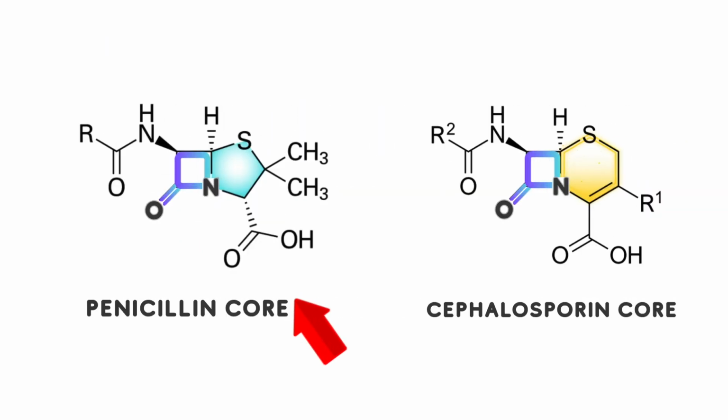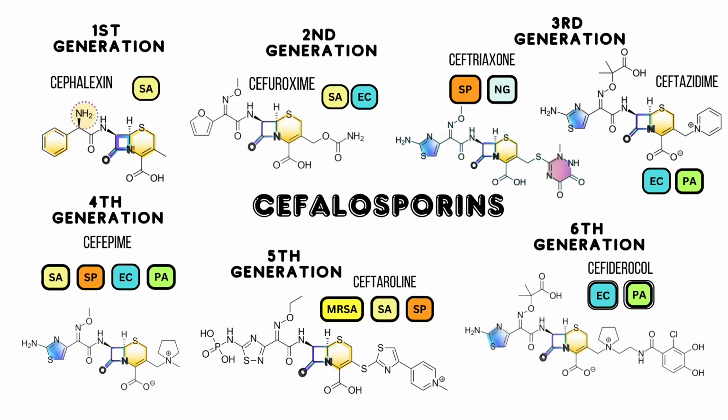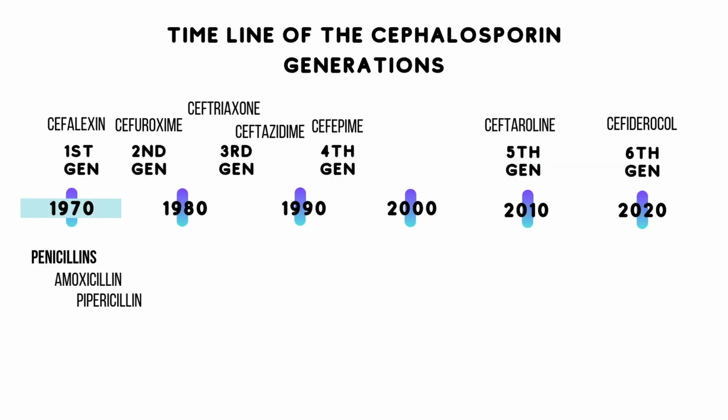This is the penicillin nucleus, and this is the cephalosporin nucleus, and this is the beta-lactam ring. The key difference between the two is that the cephalosporin nucleus has a 6-member ring attached, and this enables cephalosporins to have 2 switchable side chains as opposed to the penicillins and the other beta-lactams, which only have 1 switchable side chain. So this has enabled quite a number of different cephalosporins with varying spectrums and pharmacokinetics to be produced over the years, with the latest generation coming out as recently as the 2020s.